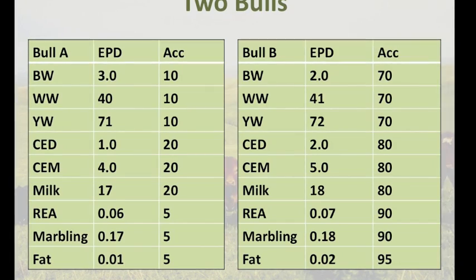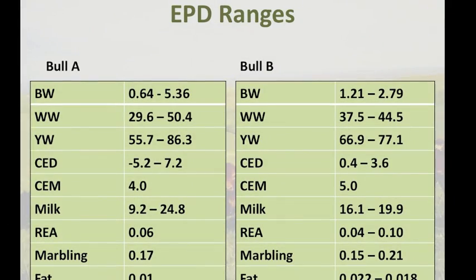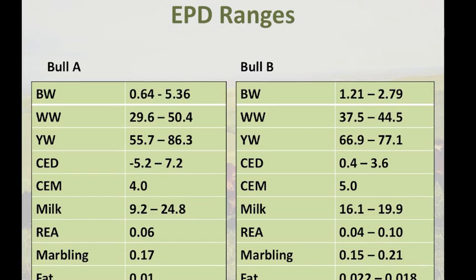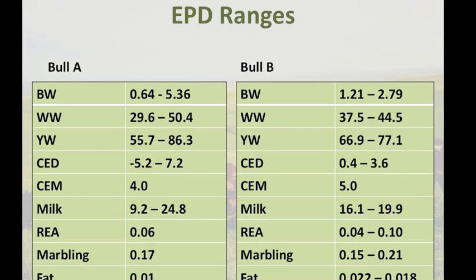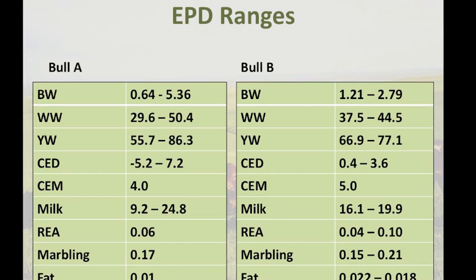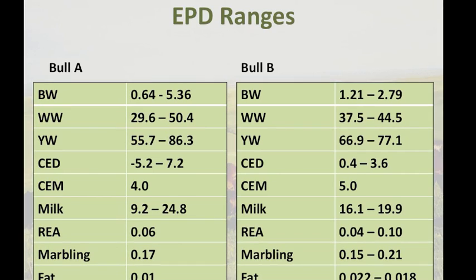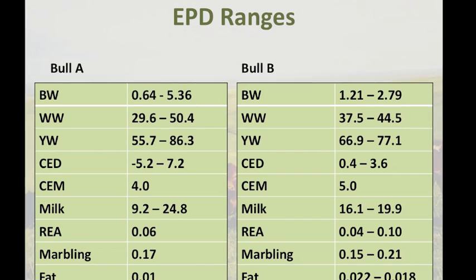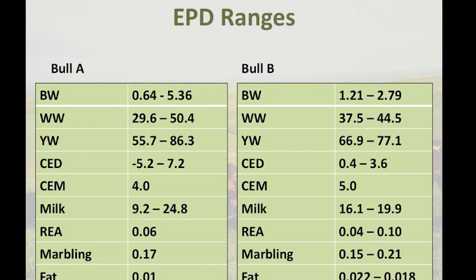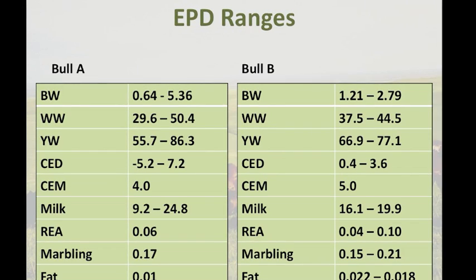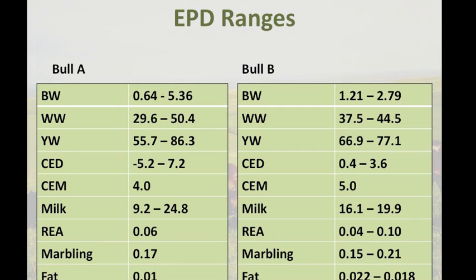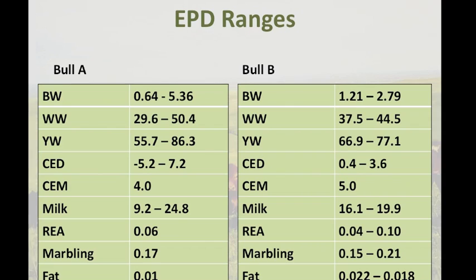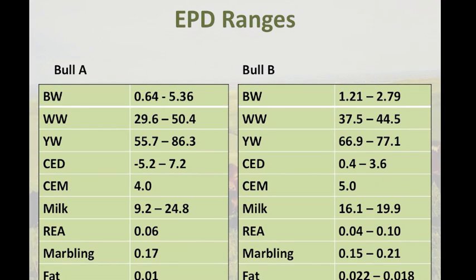If you look at the range, there was more information probably on bull B, so we had more information with which to calculate the EPDs for bull B. He's probably got a lot more progeny on the ground than bull A. And that's what the accuracy box reflects. It reflects the quality and quantity of information with which we had to calculate it. Remember, an EPD is a prediction. So it's our estimation based on the information that we have.